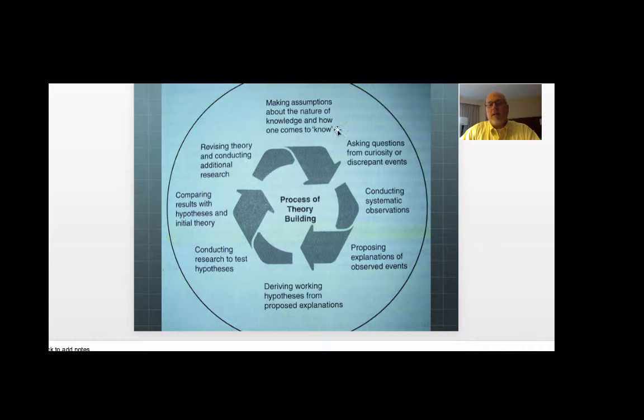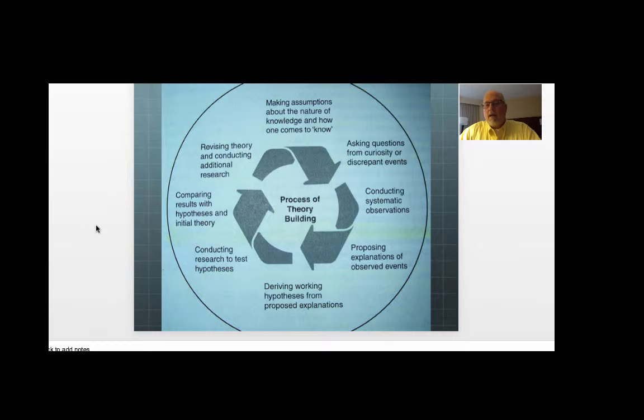So that's going to be making assumptions about the nature of knowledge and how we come to know. The second item is going to be asking questions from curiosity or discrepant events. The third element is conducting systematic observations. And the fourth component is proposing explanations for observed events.